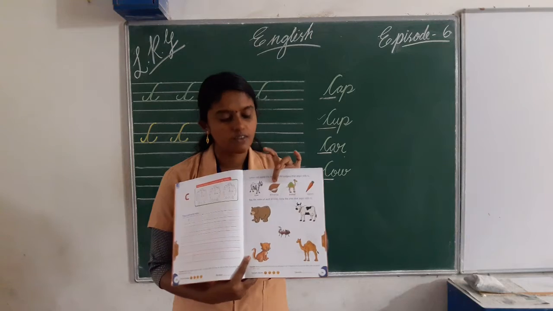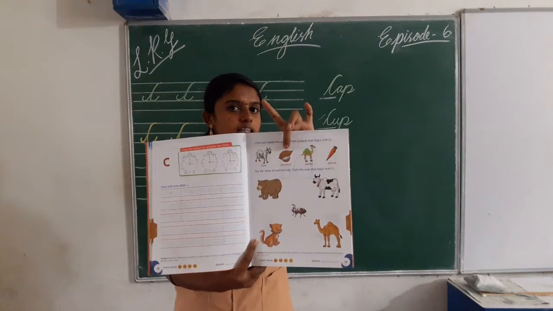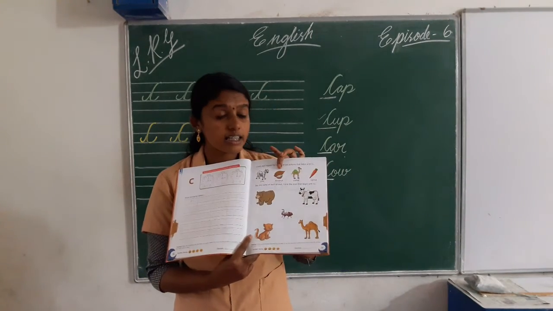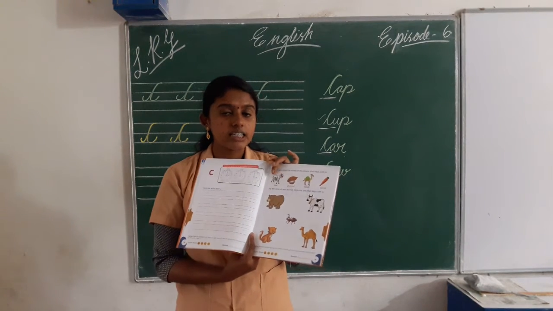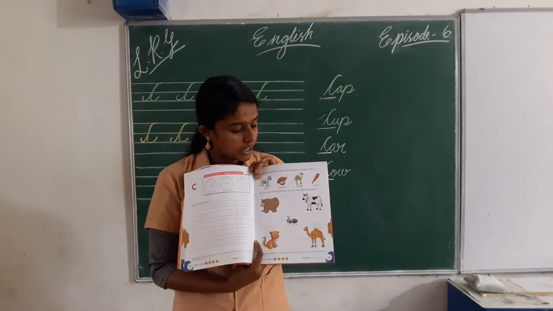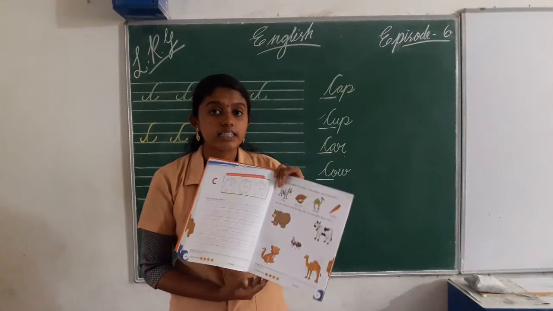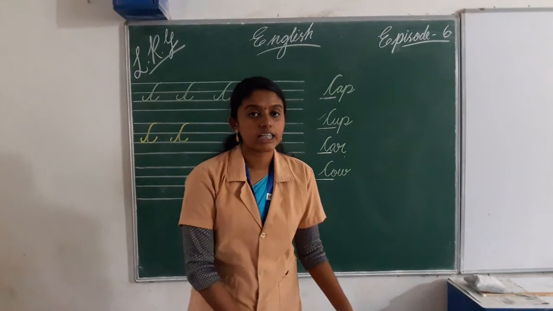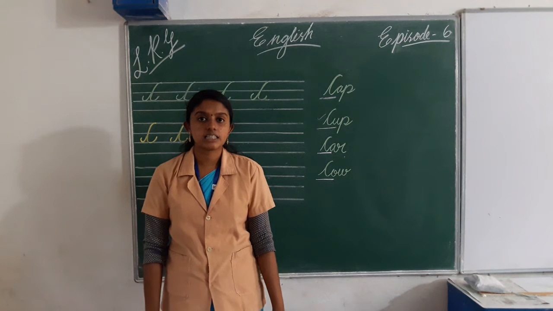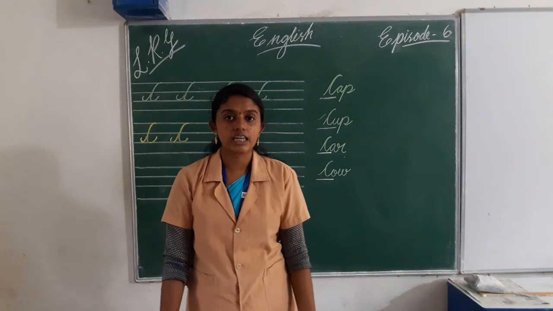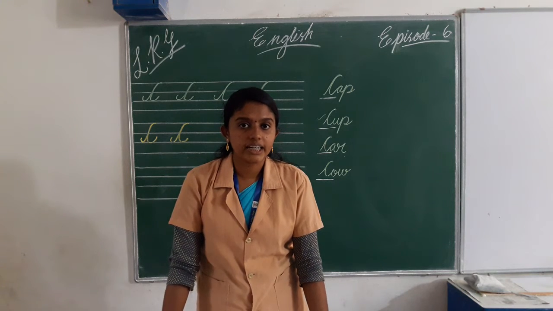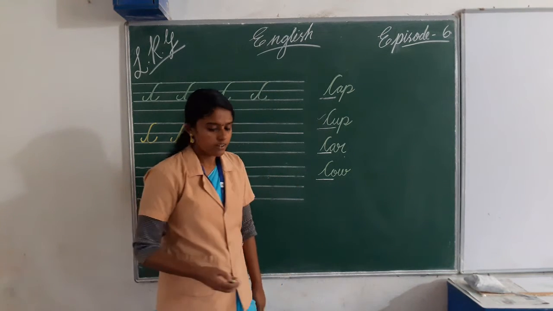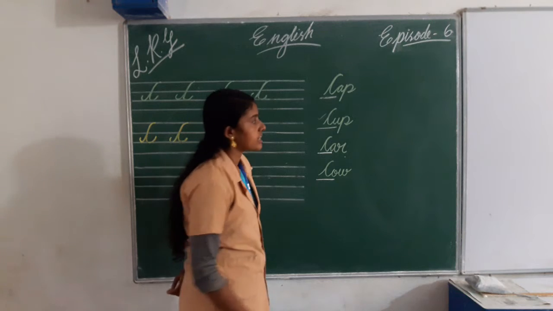Can you see this? What is this? This is a coconut. What is the spelling of coconut? C-O-C-O-N-U-T. Coconut. Say coconut. What is the spelling of coconut?